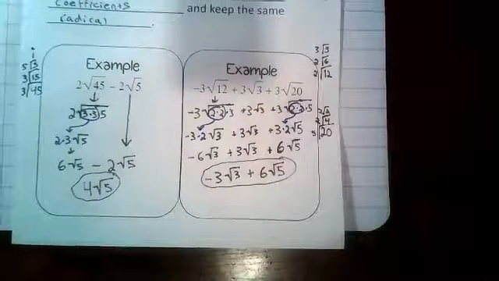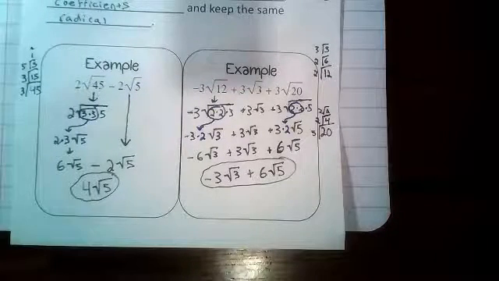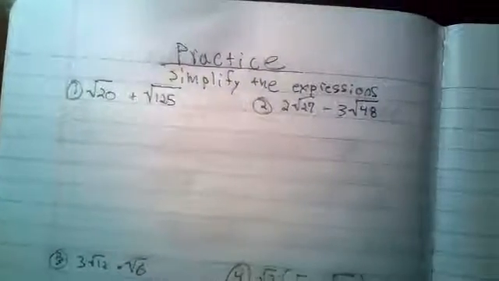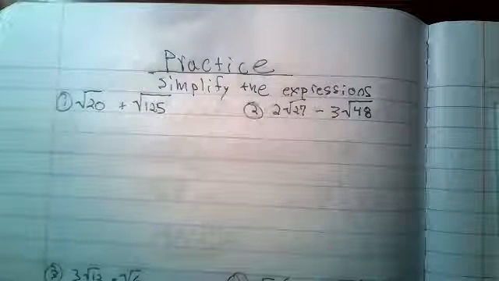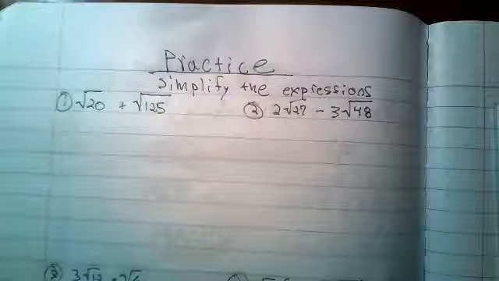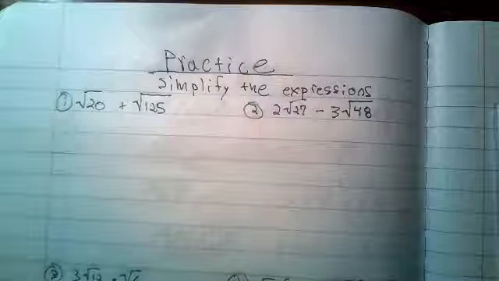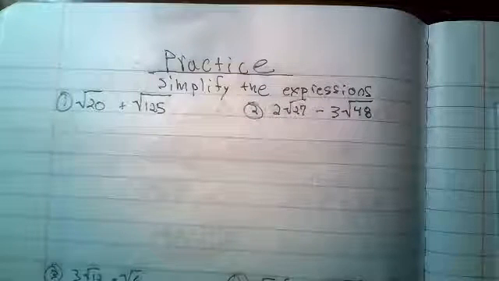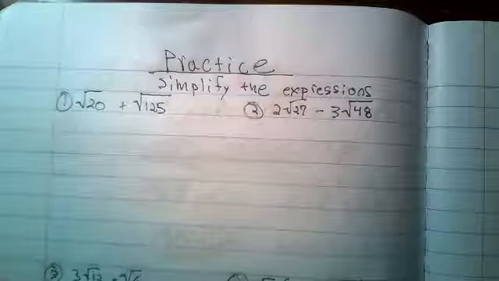So those are the two examples for adding and subtracting with square roots with any radicals. What you're going to do now is on the left side of this entry, for practice, you're going to simplify these two expressions. Square root of 20 plus a square root of 125. And then number 2 is 2 times the square root of 27 minus 3 square root 48. And when you're done, you can show your teacher, and then you can move on to the next step, which is going to be multiplying radicals.